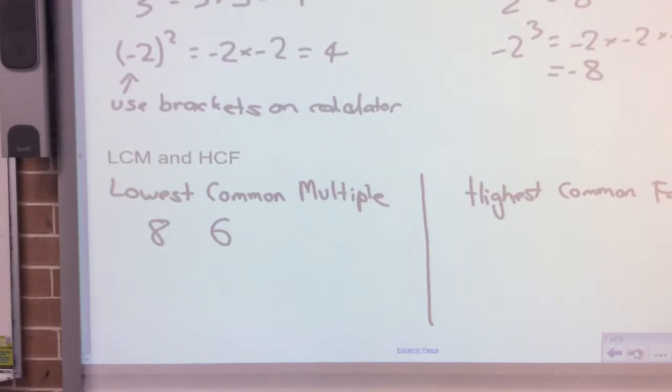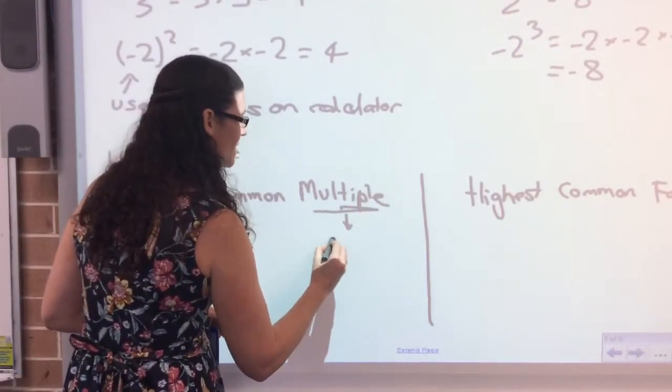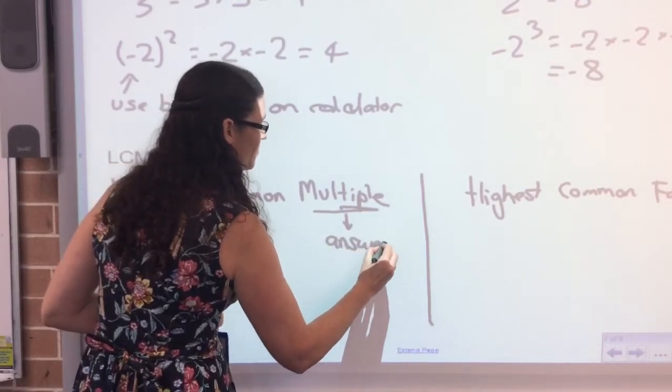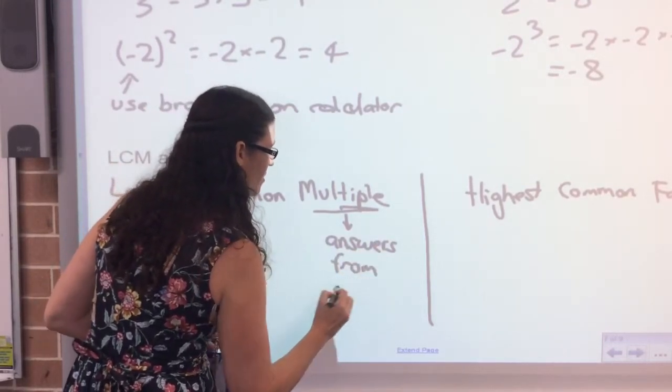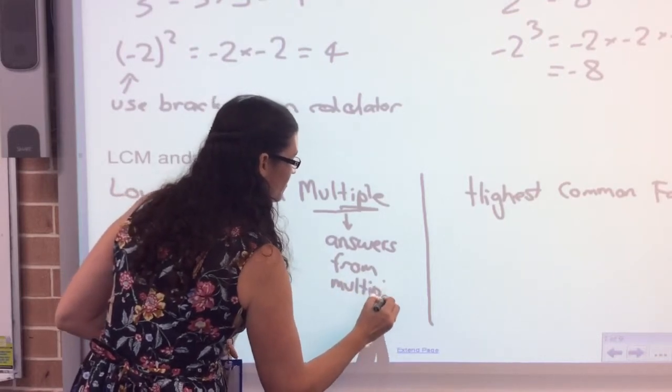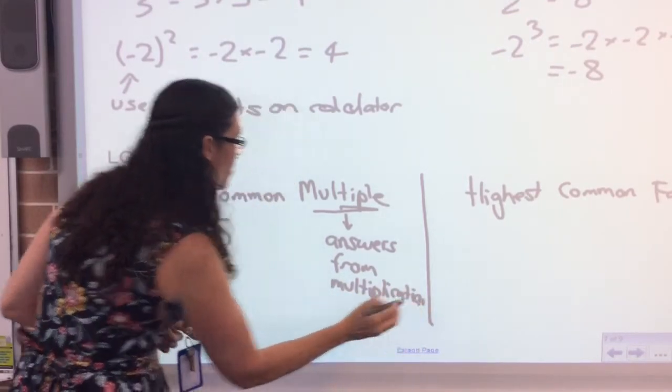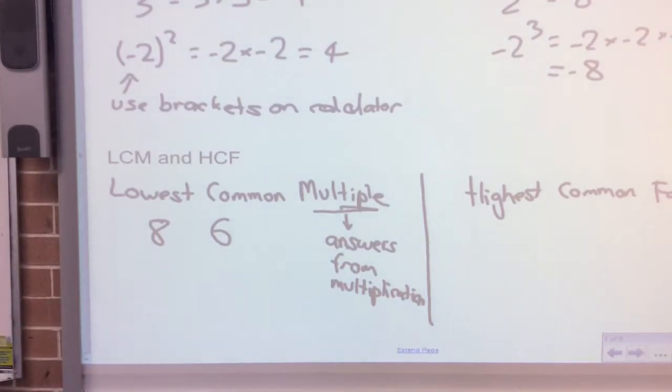So something, if you were to times 6 by something, that would be a multiple, right? Yes, so multiples are basically the answers from multiplication. So the multiples of 6 would be your answers from your 6 times tables. So it would be 6, 12, 18, etc. And the multiples of 8 would be your answers from your 8 times tables. So it would be 8, 16. So let's write a few of them down.